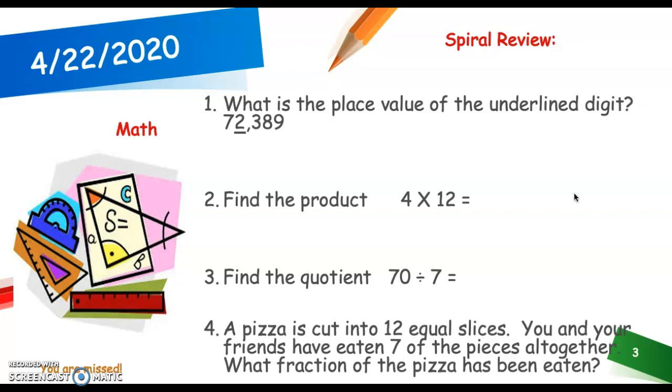What number is this? I want to give you a second. I want you to say it to yourself. All right, now let's say it together. 72,389. Remember, there's no "and" anywhere in this number, all right? 72,389. But I only see one number underlined. What is that number that's underlined? It's the number 2. So I need for you to tell me the place value of that 2.